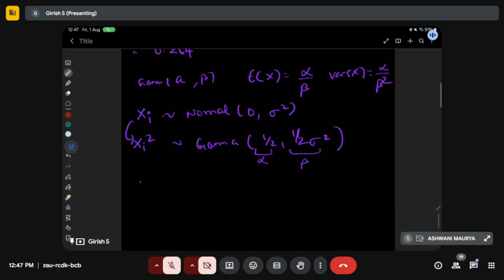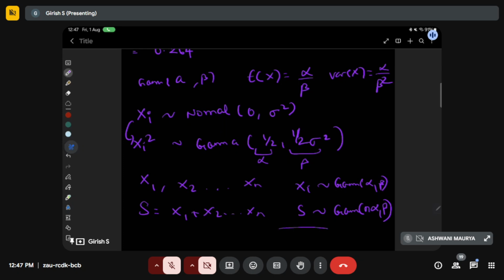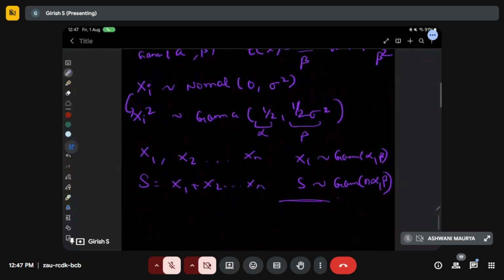And one more property: if X1, X2 till Xn, and each Xi follows a gamma distribution with alpha comma beta, then this sum S will follow a gamma distribution of n alpha comma beta. These two properties you have to remember from this.